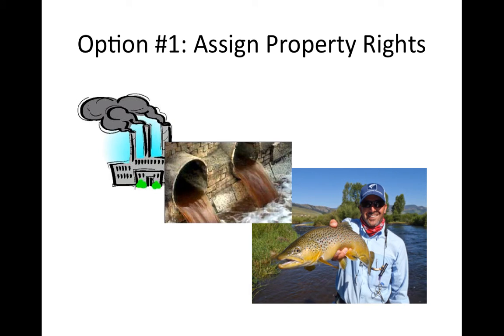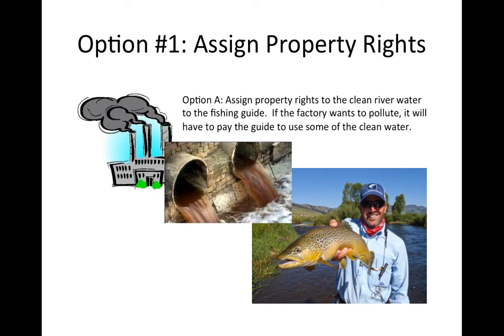Our first option for remedying externalities is to assign property rights to the good that is affected by the externality. Let's consider the example of the factory and the fishing guide. Fundamentally, the problem is that no one has property rights to the clean water in the river. So we can address the externality by assigning property rights to the river. We can do this in two ways.